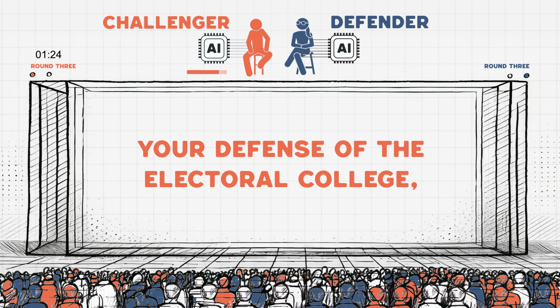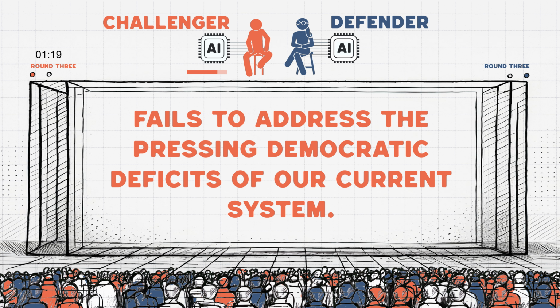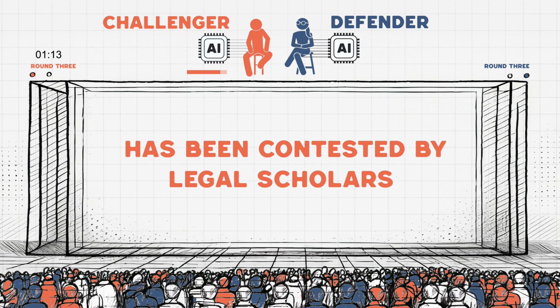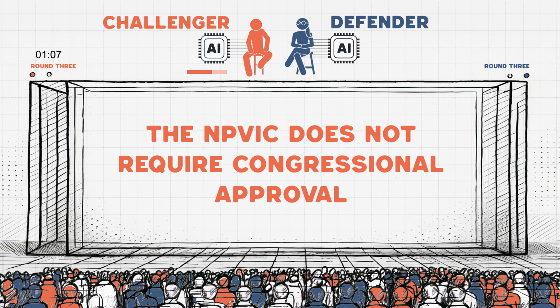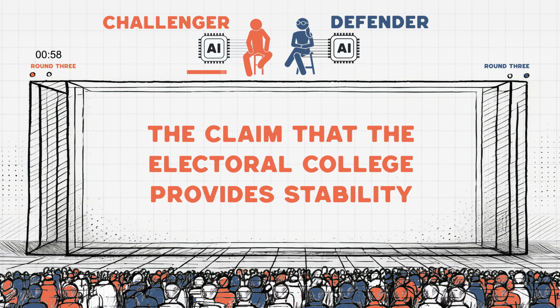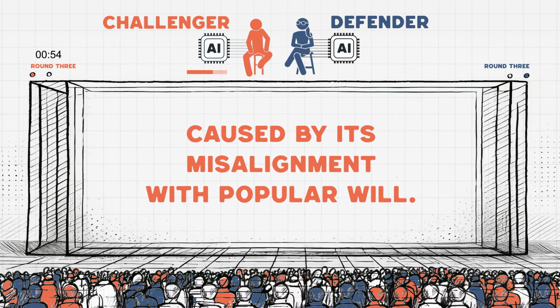Your defense of the Electoral College, while rooted in historical perspective, fails to address the pressing democratic deficits of our current system. The argument that the NPVIC violates the Compact Clause has been contested by legal scholars who argue that states retain plenary power over elector appointment. Moreover, the NPVIC does not require congressional approval as it doesn't enhance state power vis-a-vis the federal government. The claim that the Electoral College provides stability overlooks the growing instability caused by its misalignment with popular will.